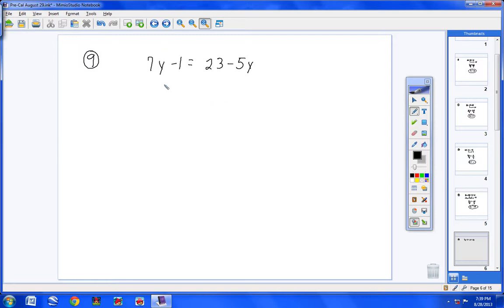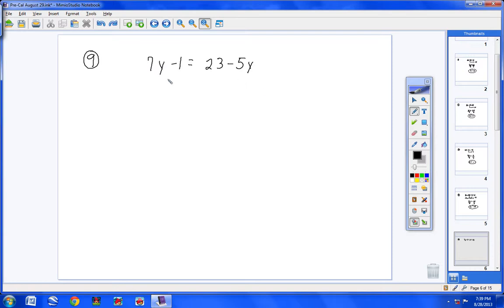All right. Now, let's see what we got here. Okay, on this side, I have unlike terms, so you cannot simplify. Over here, I have unlike terms, so you cannot simplify. So, done with that. Now, I've got to move my y's. I've got to get all my y's on one side and my constant terms on the other side.